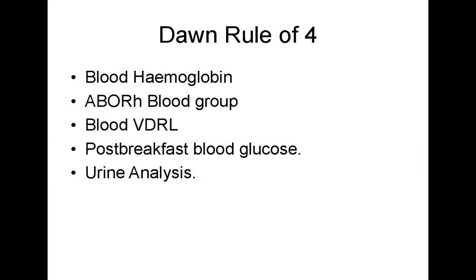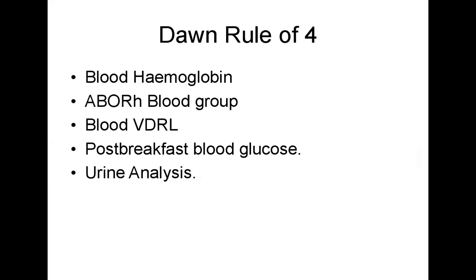ABO-RH blood group: A or B or O or AB blood group is normal. In India, 95% of females are RH positive, while in 5% of cases the females are RH negative. For RH incompatibility, the blood group is required. The next one we require is the blood VDRL, then the post breakfast blood glucose that we have to do.